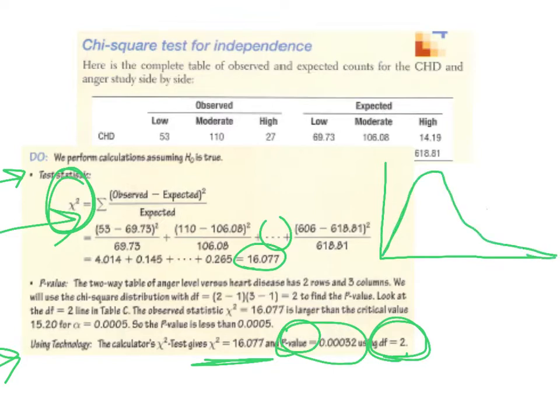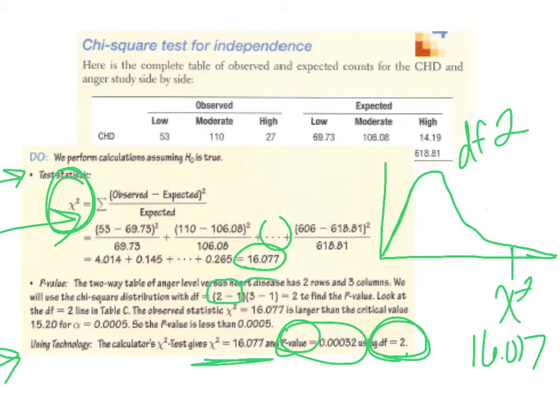Okay, so I have my curve. My test statistic is 16.077, right? This is a curve with degrees of freedom of 2, right? We found our degrees of freedom by subtracting 1 from the rows, 1 from the columns: 2 rows, coronary heart disease or not, 3 columns, anger low, moderate, or high. 2 minus 1 is 1, 3 minus 1 is 2, so we get our degrees of freedom of 2. This is a chi-square distribution with degrees of freedom of 2, and my chi-square statistic is 16.01.